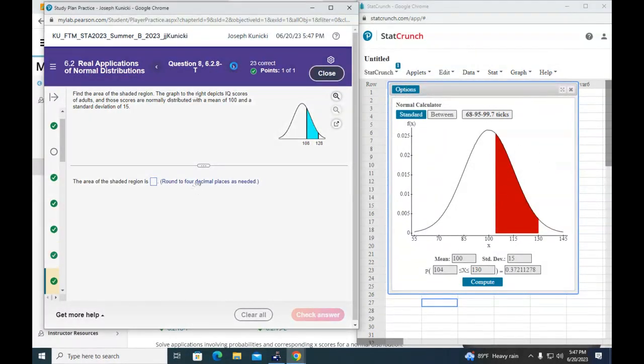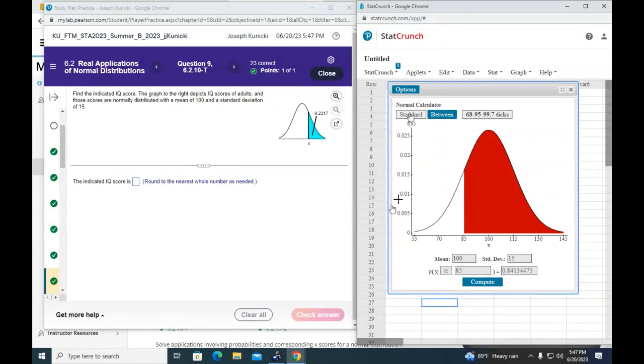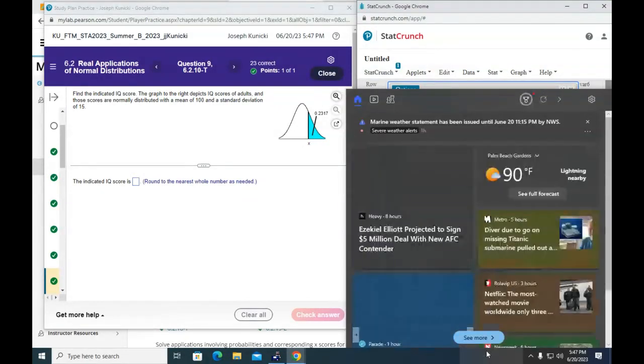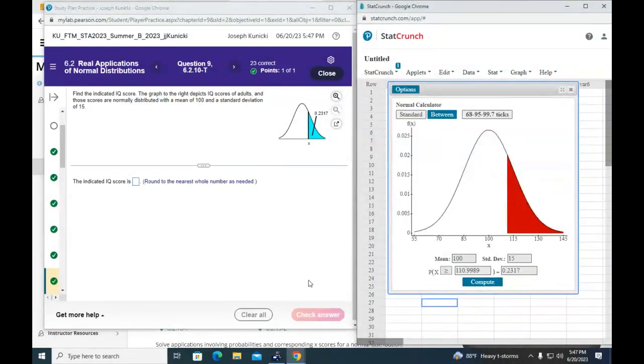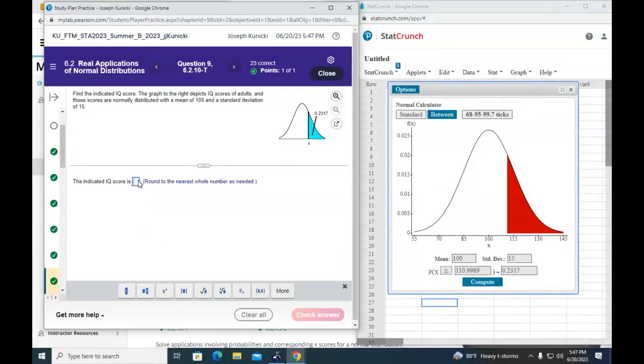That was number 8, number 11. So the probability, now they're giving us the probability. Once again, it's 115 mu and sigma, so I can just leave those. They give us a few problems, we don't have to change them. And now we want the probability, so I go back to standard, I want it greater than, and I put the probability in as 0.2317. And compute, nearest whole number, so 111.